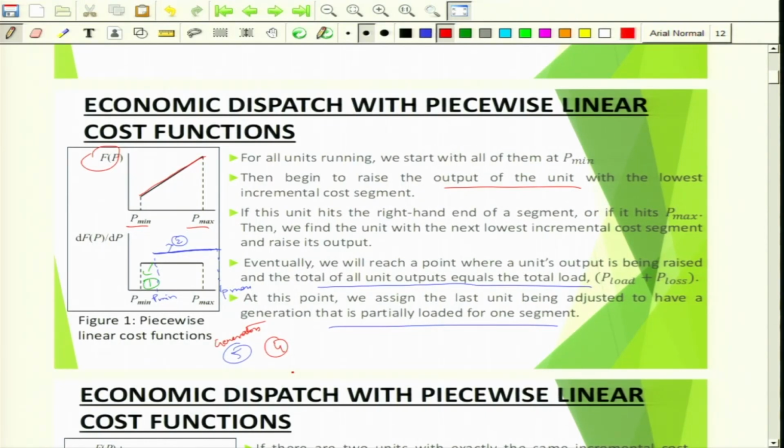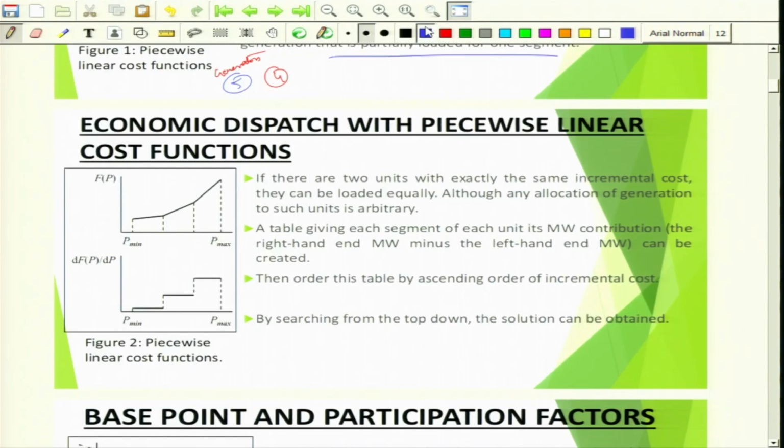With that last generator you need not load completely; even partial loading could meet the total demand. This is what I was expressing. Let us say this is a fuel rate characteristic in a practical thermal power plant. So the fuel characteristics need not be exactly linear, as I have already discussed.